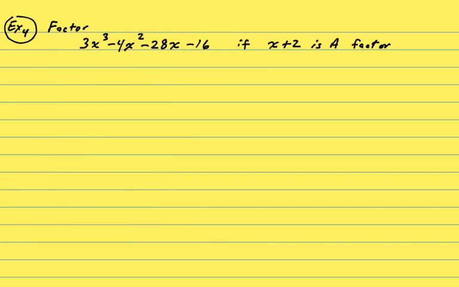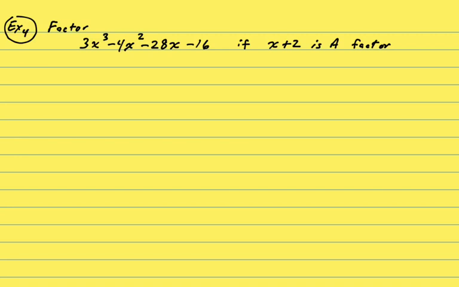Okay, after example 2, let's jump to example 4. They want us to factor this polynomial if I know one of the factors. So here's the way I would approach it. Because I know that the solution of this is -2, it's an integer, I might do this using synthetic division.